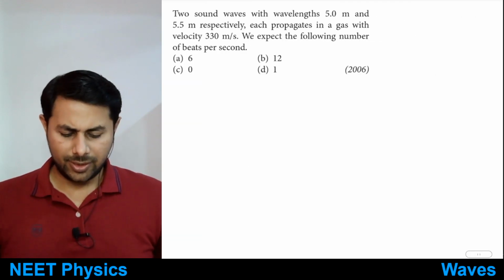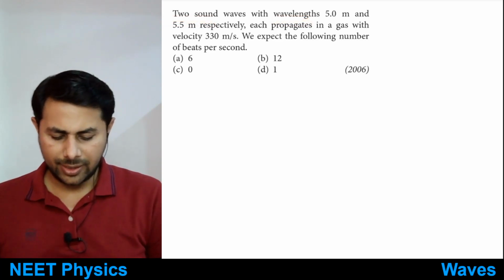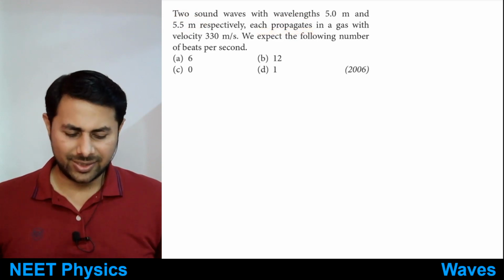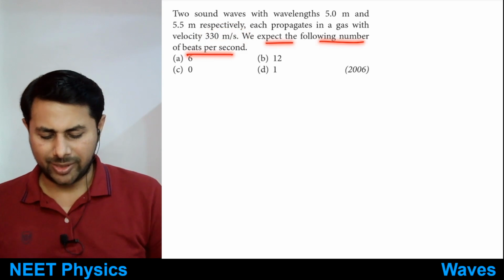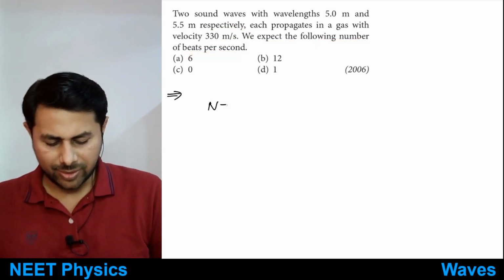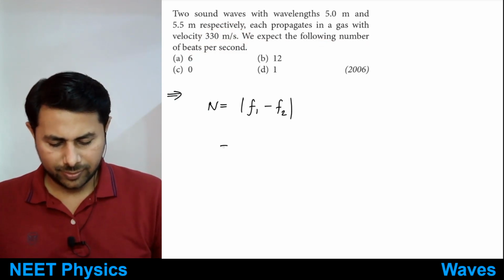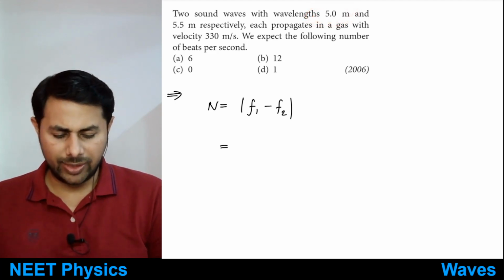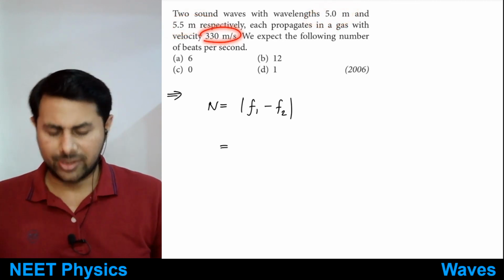Alright. Let's see the next one. Two sound waves with wavelengths 5 meter and 5.5 meter respectively, each propagate in a gas with velocity of 330 meters per second. We expect the following number of beats. Okay. So how many beats? N is equal to just f1 minus f2. Right. But what is given here? Wavelengths are given. Wavelength of the first one is 5 meter. Wavelength of the second one is 5.5 meter.